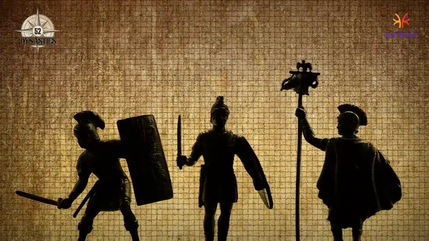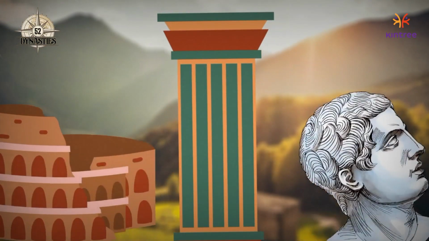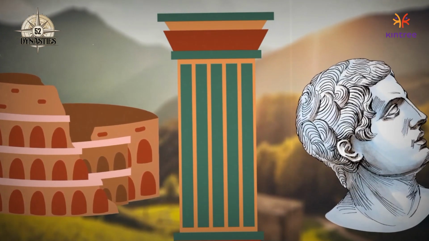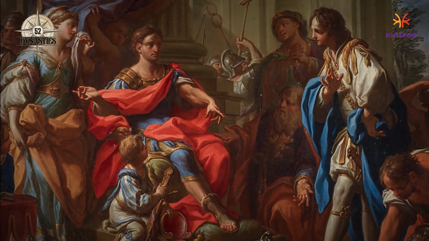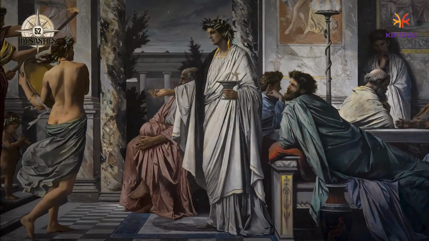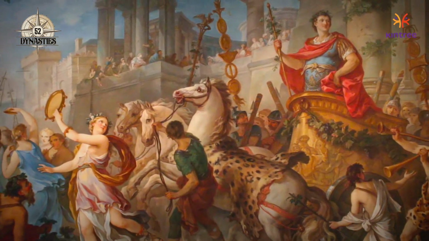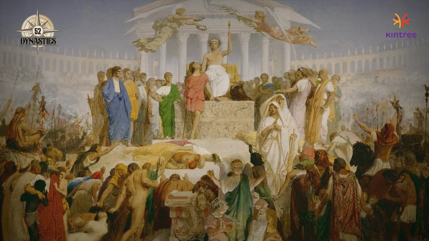In 27 BCE, he proclaimed the Roman Republic's end and the Roman Empire's dawn. Octavian, now Augustus, became the first Roman emperor, ushering in the Pax Romana, a time of peace and stability.